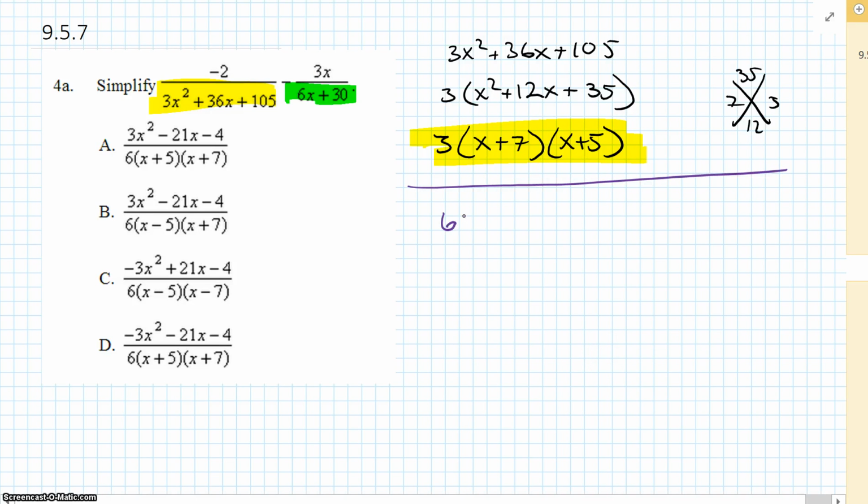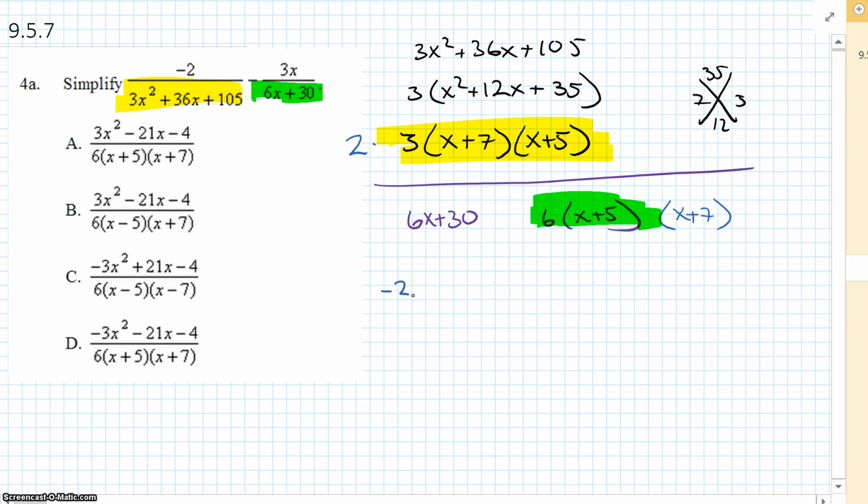6x plus 30. Factor out a 6 and make it x plus 5. So now, what's the least common factor? They both have x plus 5s. Okay, what do I need to multiply the yellow one by to get to be the same bottom? Well, I need a 2. And what's the bottom need? An x plus 7.